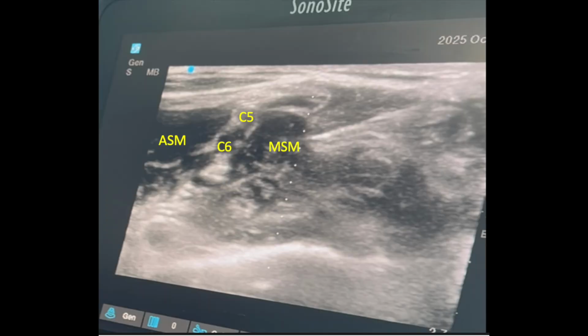When you place your probe at the middle of the neck at the C6 level, just lateral to the sternocleidomastoid, you will see this image. Here you can see the anterior and middle scalene muscles, and in between these two muscles you can identify the C5 and C6 roots. You have to deposit the local anesthetic around these roots to perform the interscalene brachial plexus block.